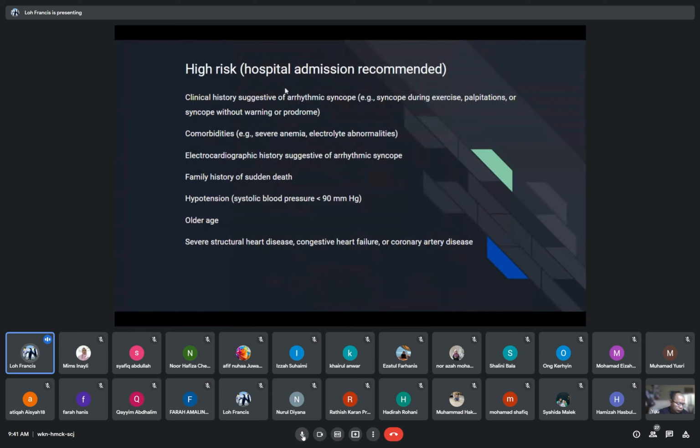So what are the high risk patients? A patient comes with clinical history suggestive of arrhythmic syncope, for example syncope during exercise, or palpitation, or syncope without any warning or prodrome. Any comorbidity such as severe anemia or electrolyte imbalance. ECG findings suggestive of arrhythmic syncope. Any family history of sudden death. Or a patient with hypotension with systolic blood pressure less than 90 millimeters of mercury, older age group patients, or any severe structural heart disease, heart failure, or any ACS.